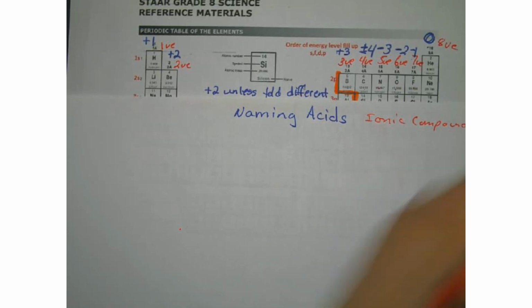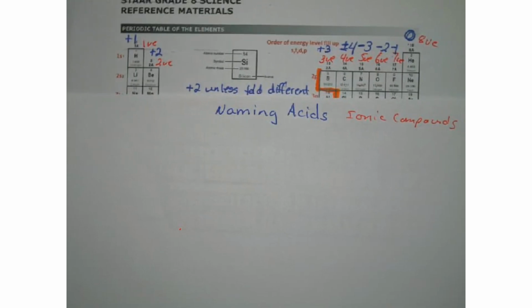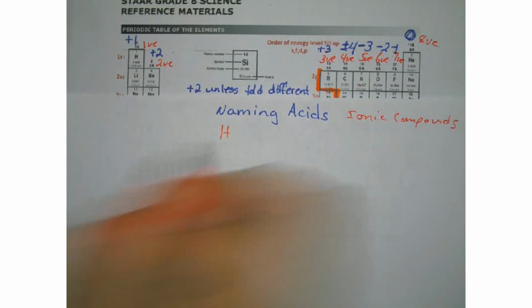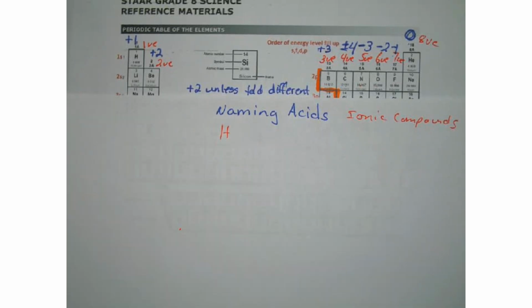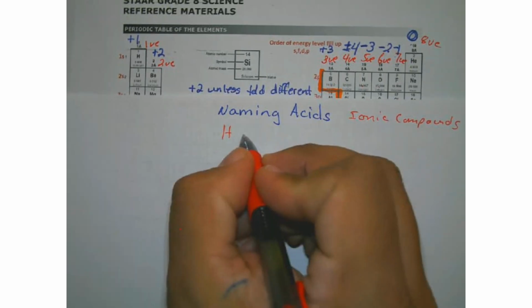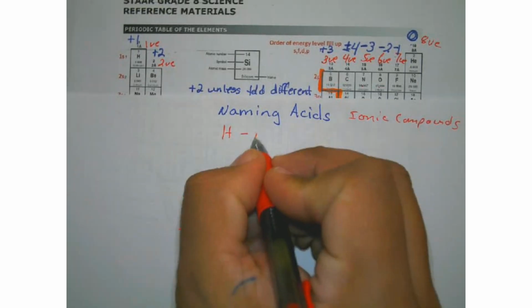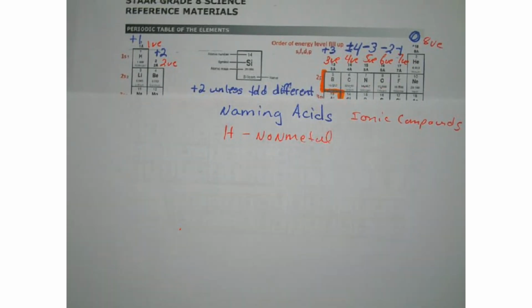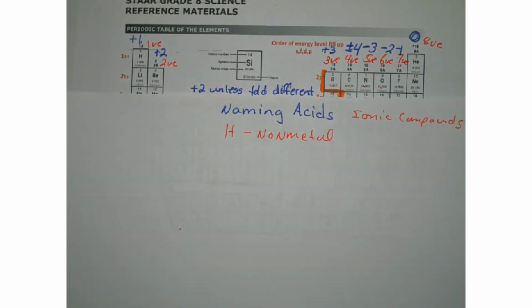Now, how do you know if you're dealing with an acid? Very simple. All acids start with a hydrogen, and they're connected to a nonmetal. Really easy to recognize. All acids start with the H and they end with the nonmetal.